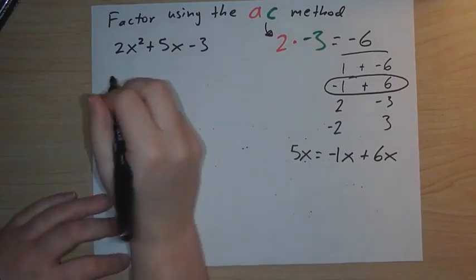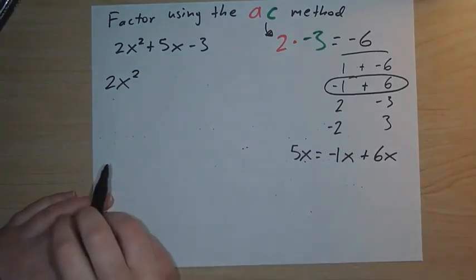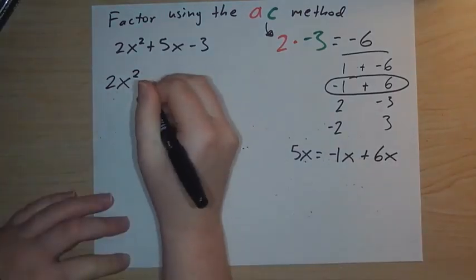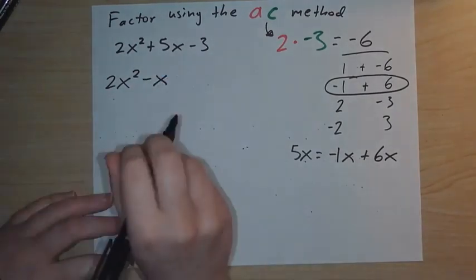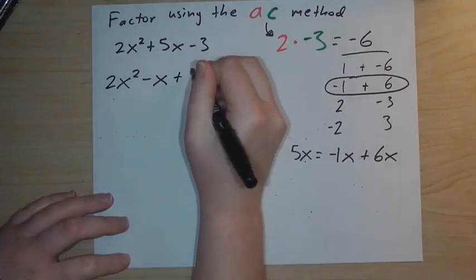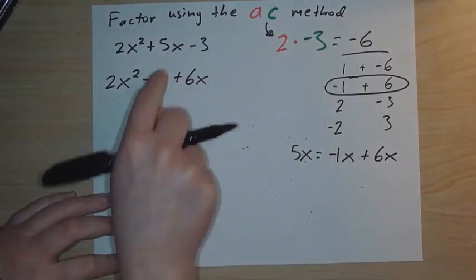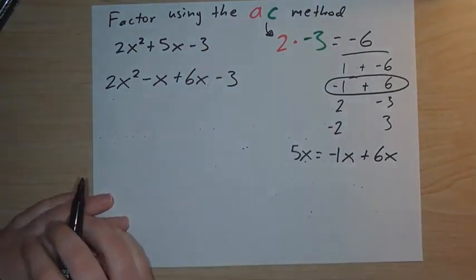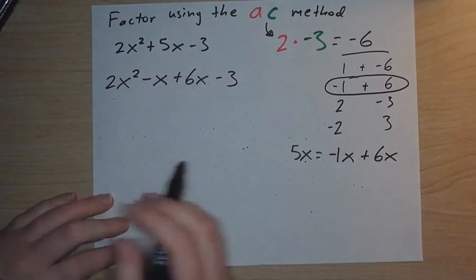So I'm going to take this down and rewrite it. 2x squared is the same. We're going to write it as negative 1x. I'm just going to write that as x. And then plus 6x. So negative 1x plus 6x is 5x. And we're going to carry the negative 3. And that's how we've rewritten it. And now we're going to factor by grouping.